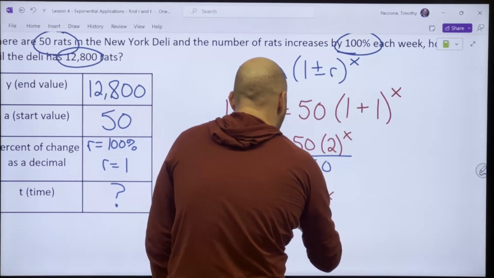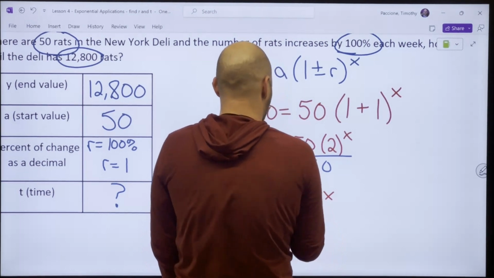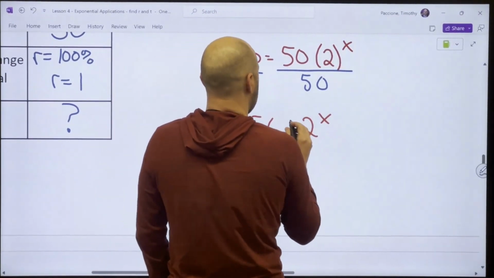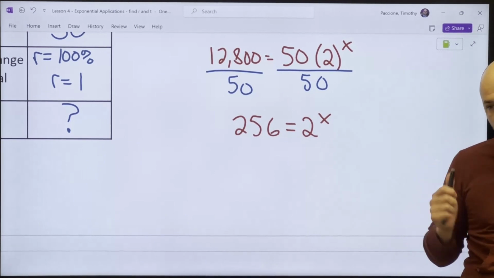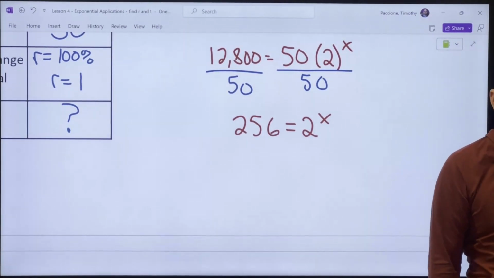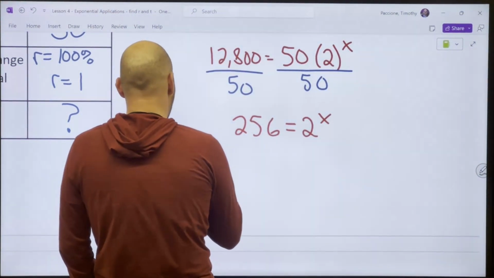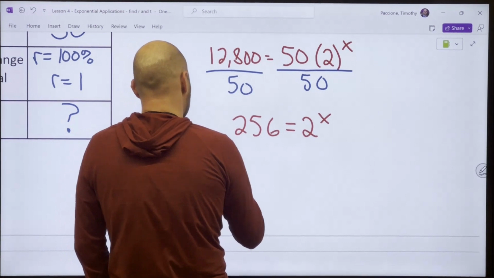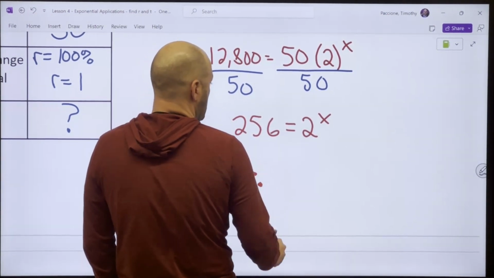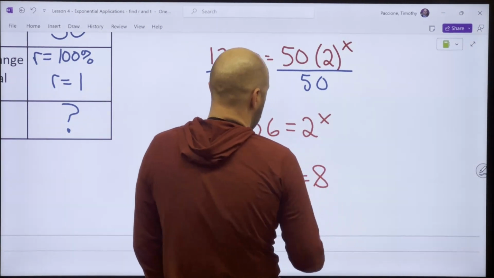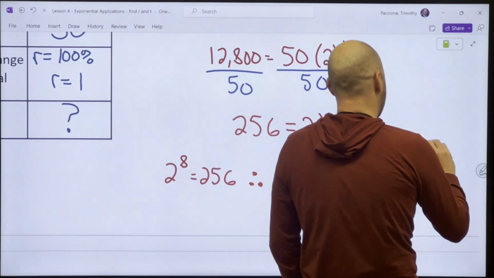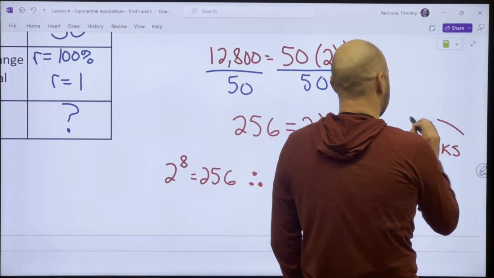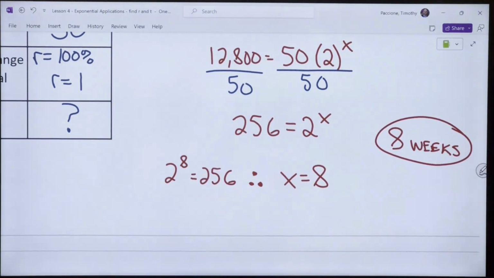Now this is where we need to think outside the box of rats and ask ourselves, well, I don't know quite how to do this, but I know I need to find an x that makes that true. So I'm just going to try some numbers and see 2 to the what is 256? 8, right? So if 2 to the 8th is 256, then x must equal 8, and our answer to the question is 8 weeks.